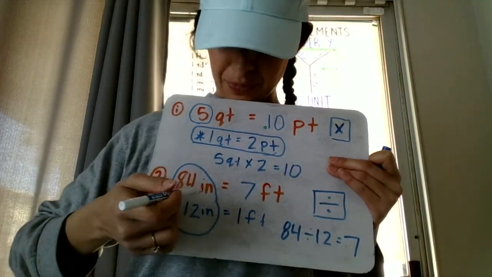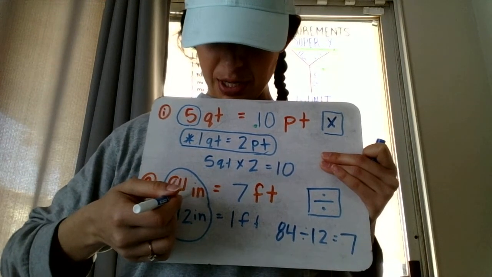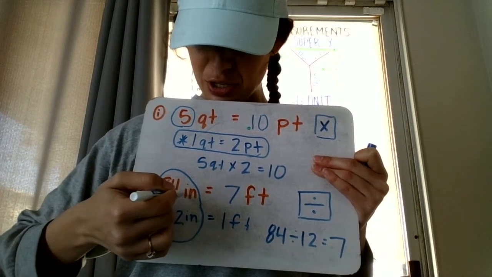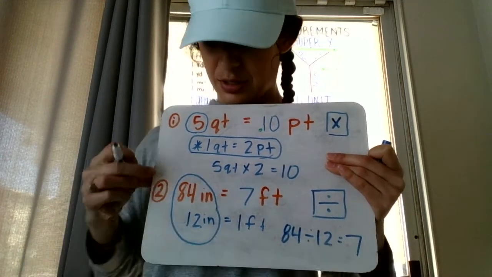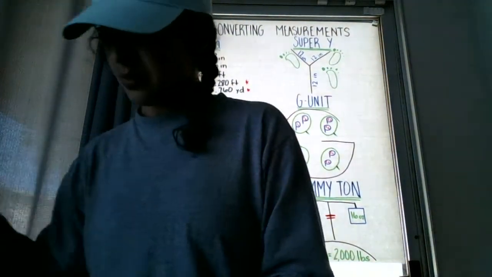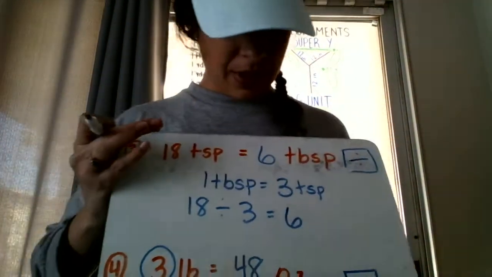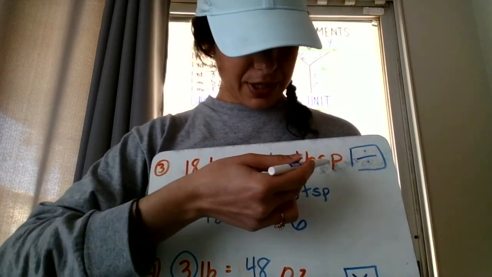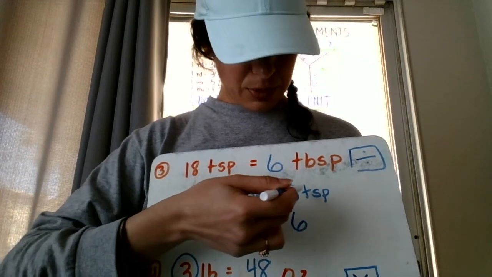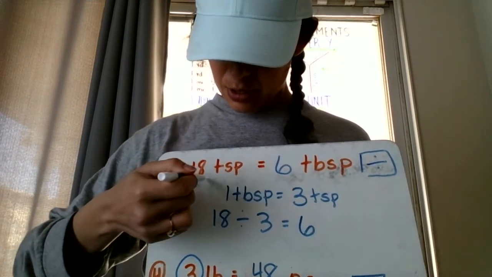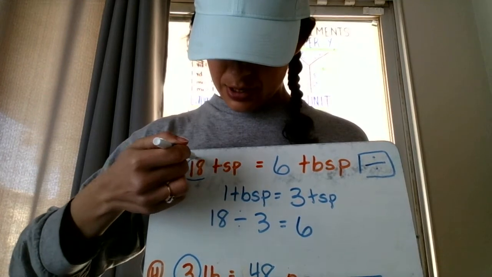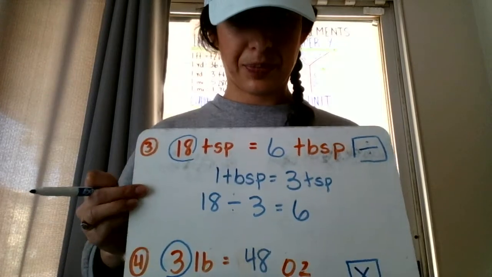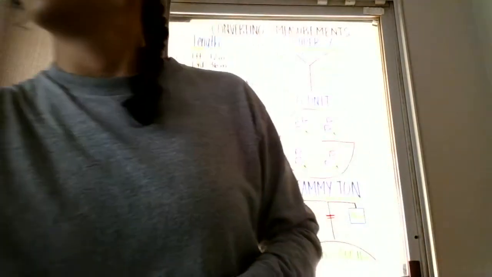So let's look down here. I have 84 inches. I know I want to go to feet, and in 1 foot there are 12 inches. I'm going to divide 84 inches by 12 inches. And this one, I have 18 teaspoons, and I want to convert it to tablespoons. 1 tablespoon equals 3 teaspoons, so I'm going to divide this 18 teaspoons by 3 teaspoons. Okay? All right, the last 2.